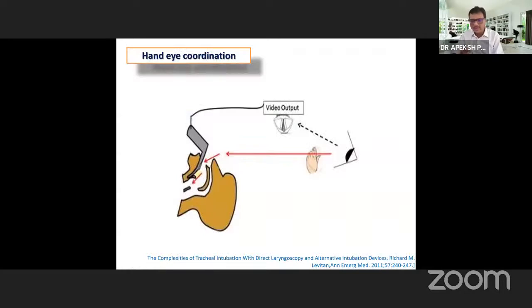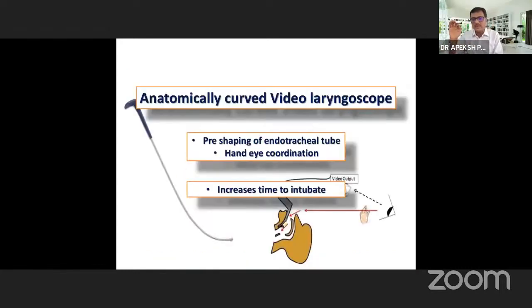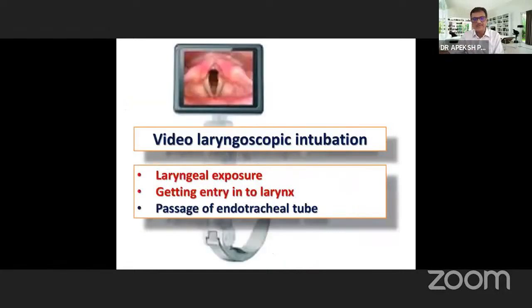Another problem with video laryngoscopy: a few video laryngoscopes have the screen on top, a few have it on the table. And you need to do the intubation and laryngoscopy in the oropharynx while looking at the screen. You need to frequently change your eyesight from screen to oropharynx, oropharynx to screen. That requires hand-eye coordination. So because of two things, pre-shaping and hand-eye coordination, it increases the time to intubation compared to direct laryngoscopy.